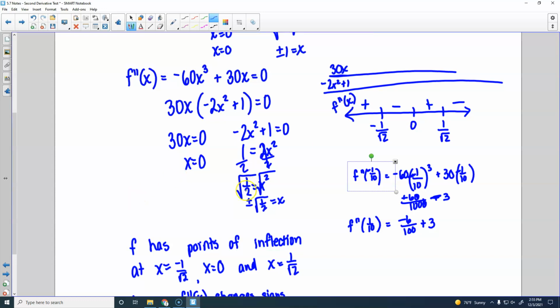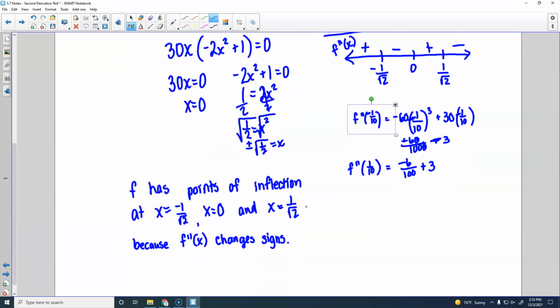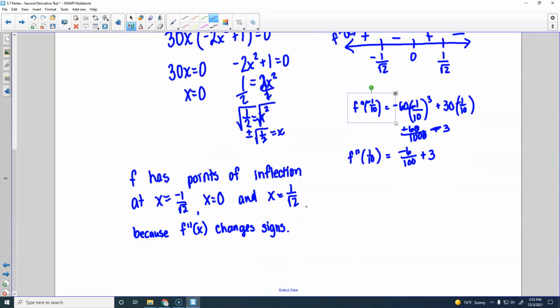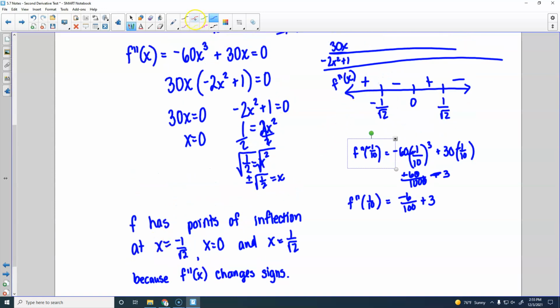So, all right, that's only points of inflection. We have to know extrema as well. Our critical points were -1, 1, and 0. So -1 would fall right here. It would be somewhere right here.